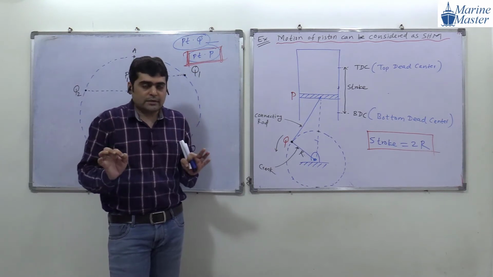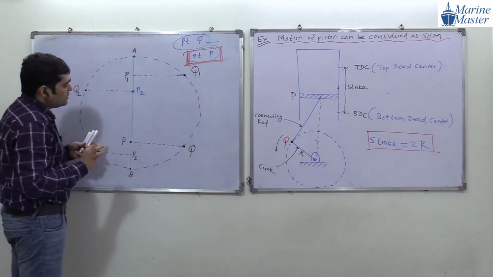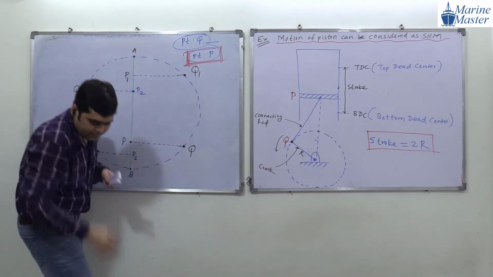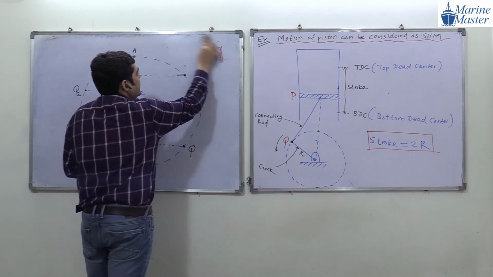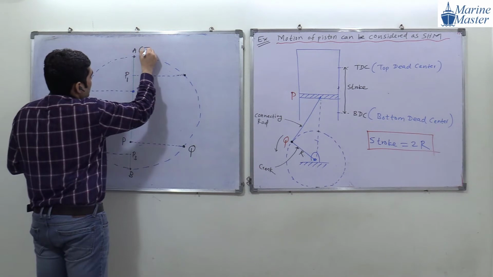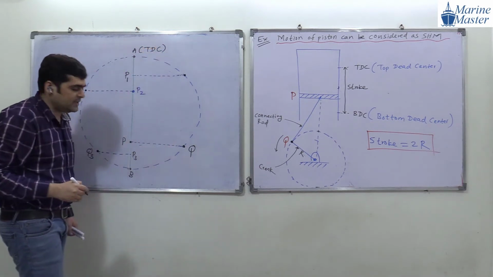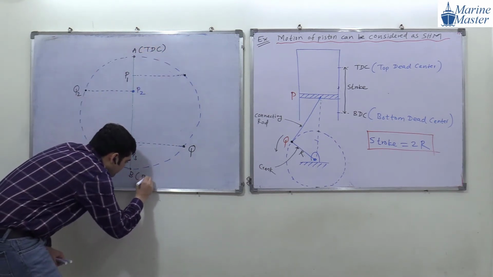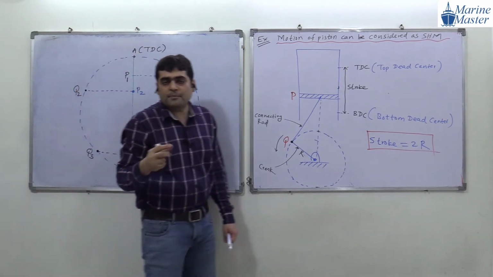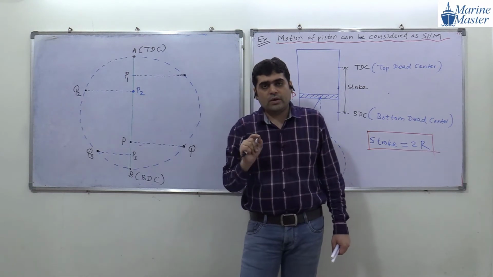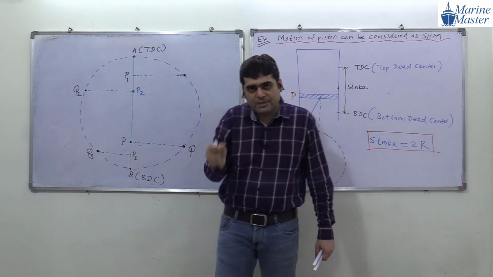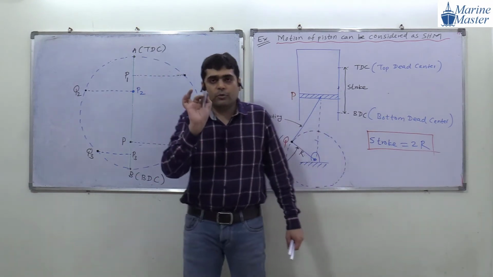Okay. So here, anyone have any doubt about this? What is the meaning of this point A? Point A means our TDC. TDC stands for top dead center. And point B means BDC. So what is the meaning of point P? Point P means our piston. The motion of this point P will be our motion of the piston.